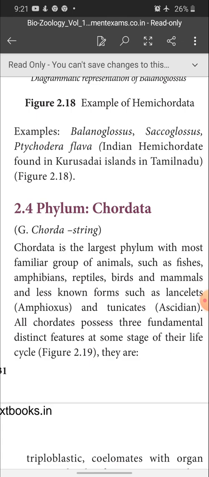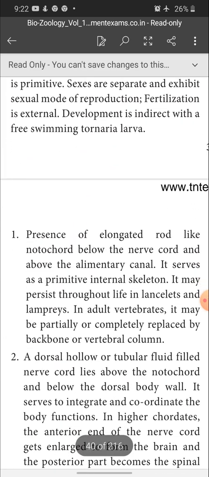All chordates possess three fundamental distinctive features at some stage of their life cycle. What are the three fundamental distinctive features which we see in the animals of phylum Chordata? Consider this as a 2 mark question.